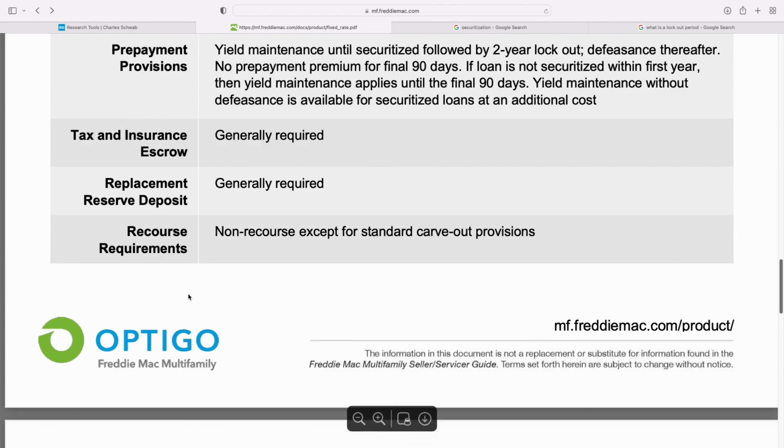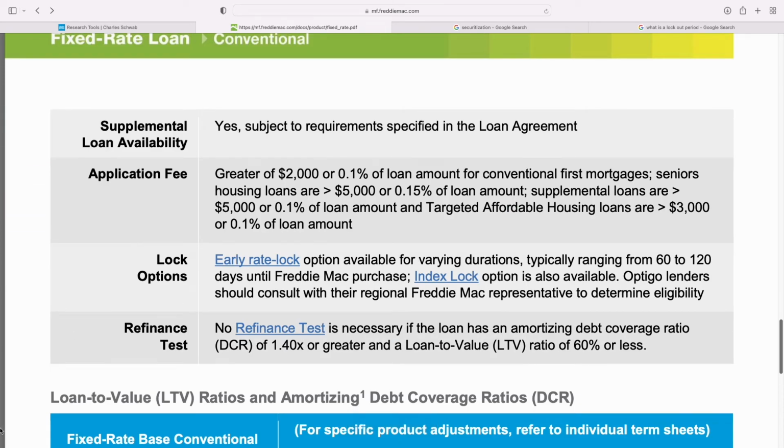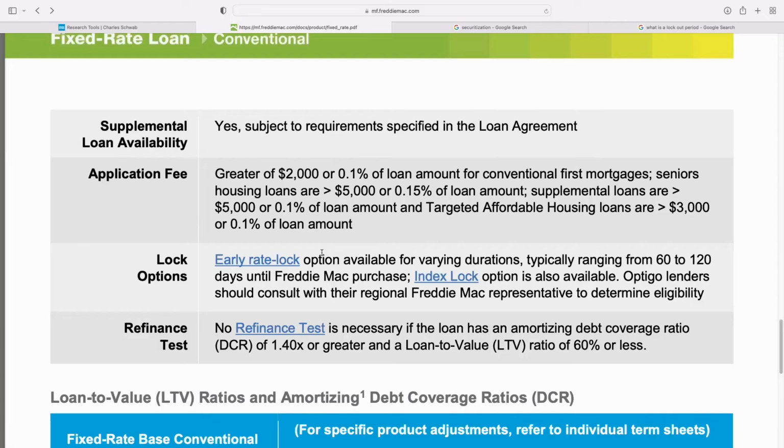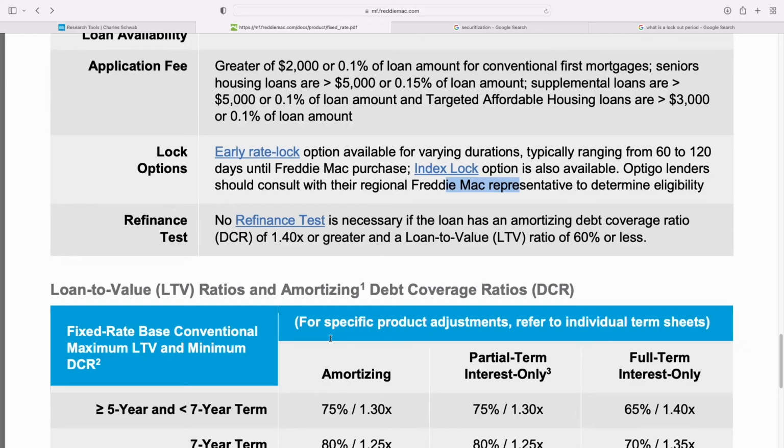All right, so let's look at our early rate lock option. Sometimes you can lock in your rate at application, and sometimes you can lock in your rates early. In this case, they're telling you exactly what it is here. So early rate lock option available for varying durations, typically ranging from 60 to 120 days until Freddie Mac purchases. Index lock option is also available, and you should consult with Freddie Mac and everybody else to determine your eligibility. So you can lock in your rate, but you must talk to a representative to determine the eligibility of you locking in this rate. So let's move over to our refinance test.